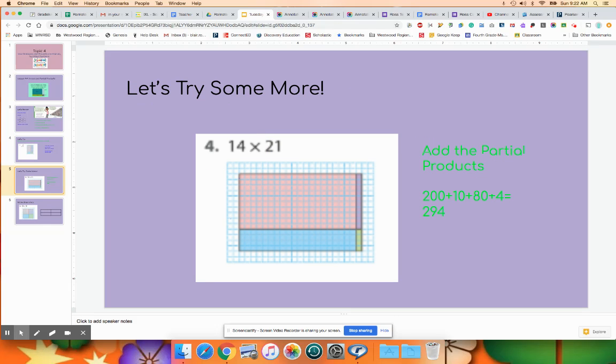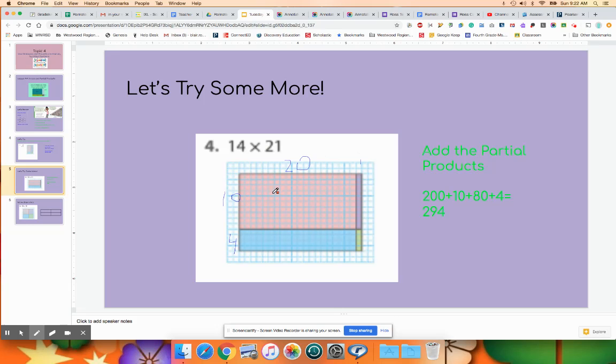So again, they're going to present it to you on this like mini grid paper. You don't have grid paper at home. It's totally okay. You could just draw a box. That's what you're going to end up doing tomorrow and the next day for the strategy. That's what I did. I don't have graph paper at home. So I just drew a box. They split up the 14 into 10 and 4. They split up the 21 into 20 and 1.